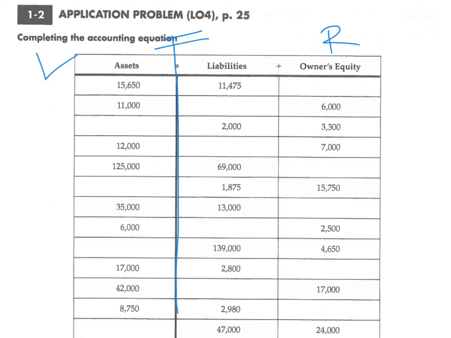So my assets equals my liabilities plus owner's equity. So if I know my assets and my liabilities, what would I do to figure out owner's equity? I hope you said subtract because that's right. So I would just subtract my liabilities from my assets, and that would give me owner's equity. So I would do 15,650 minus 11,475, and that would be 4,175.